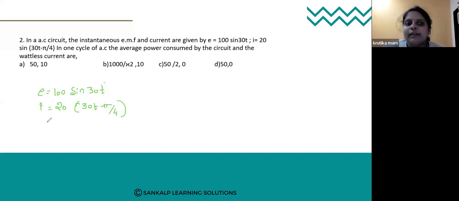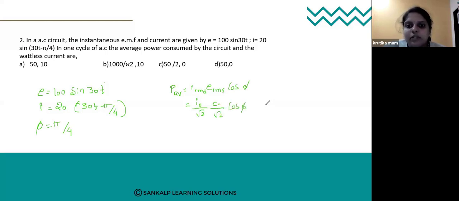So for one cycle of AC, the phase difference is π/4. Both the average power consumed by the AC circuit and the wattless current are asked. Here the average power is I_RMS into E_RMS into cos φ. But the I_RMS value is not given; here the I0 and E0 values are given. The relation is I0 upon root 2 is I_RMS, and E0 upon root 2 is E_RMS.